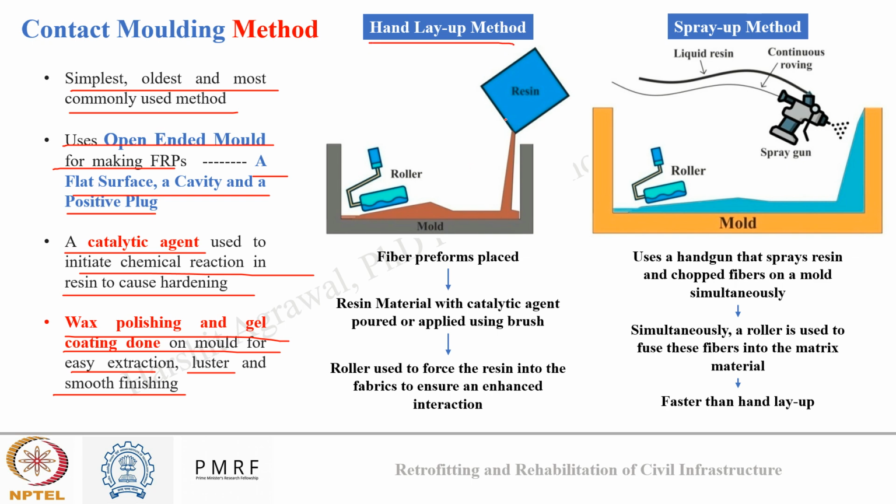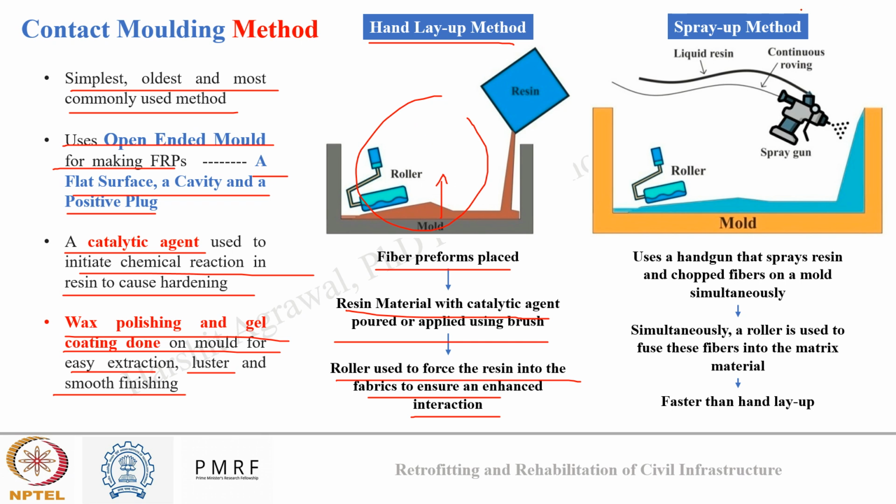So in this, as shown in the image, the fiber preform is placed on the polished flat surface of the mold. Then resin material with catalytic agent is poured or applied using a brush on the fiber preform, and finally a roller is used to force the resin into the fibers to ensure enhanced interaction. So these are the three steps used in the hand layup method, and these steps are repeated again and again to increase the layers or the thickness of the composite.